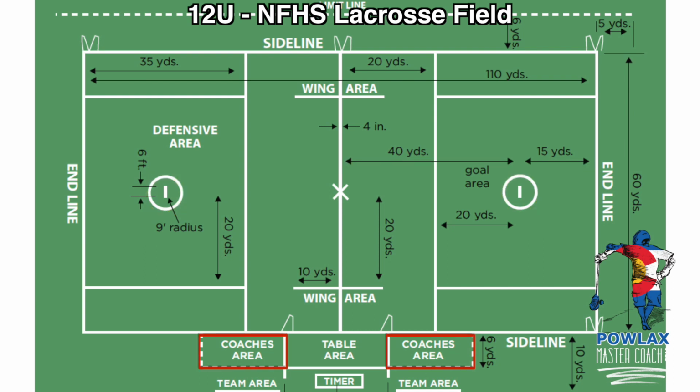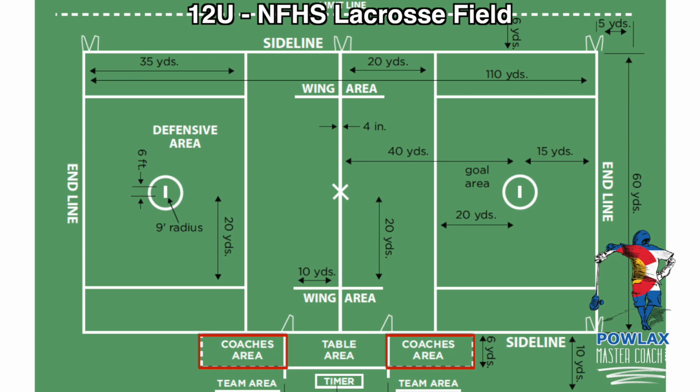The coaches area and benches for both teams and the table area will be placed on one sideline. The table area is 20 yards wide, 6 yards deep, and straddles the midline in the same fashion as the wing line with 10 yards on each side of the midline. The timer and scorekeeping tables should be placed behind this area.